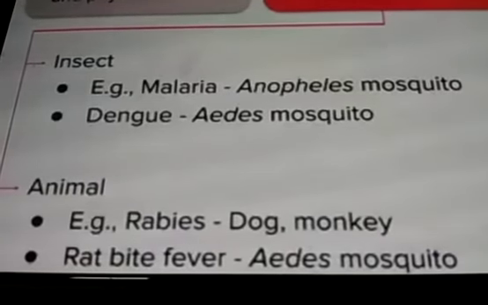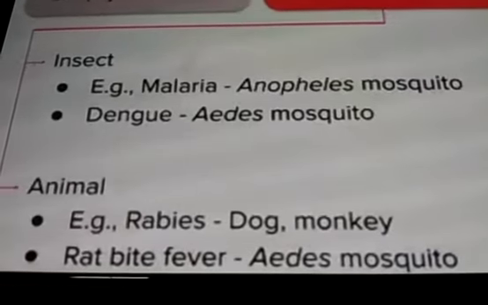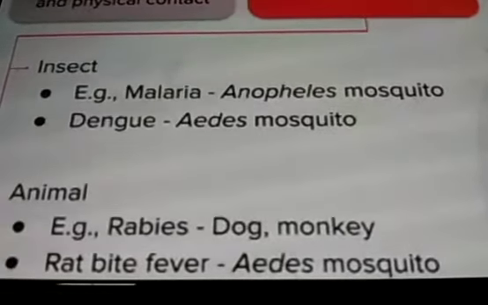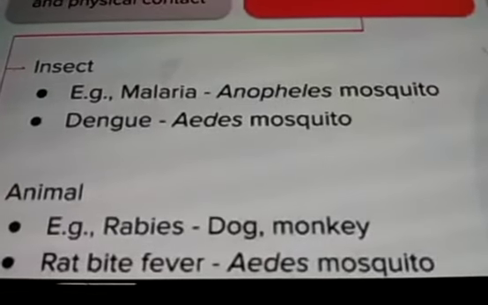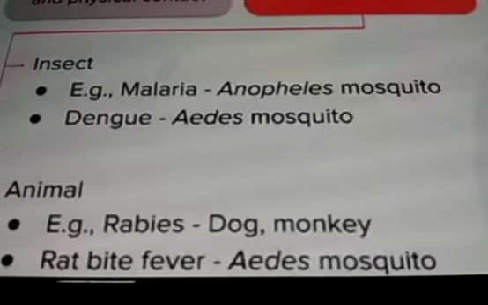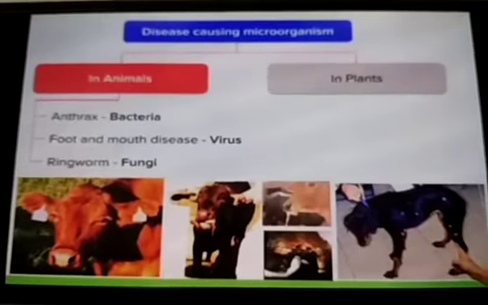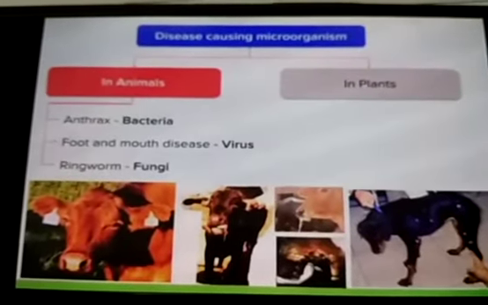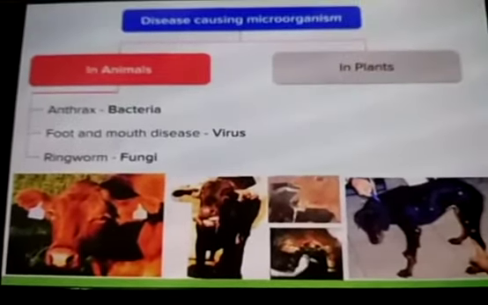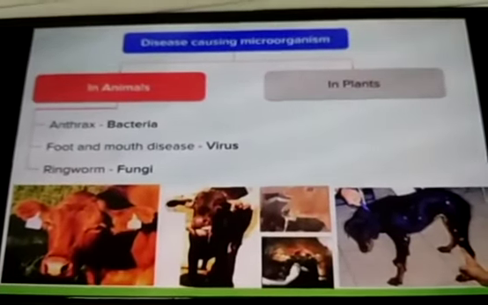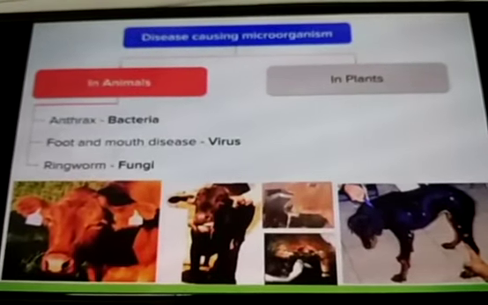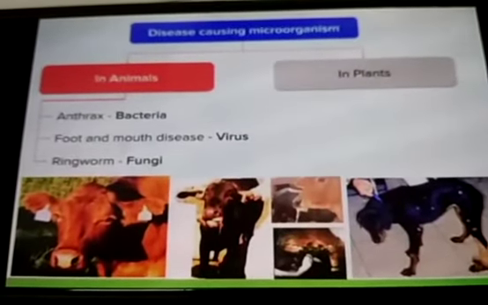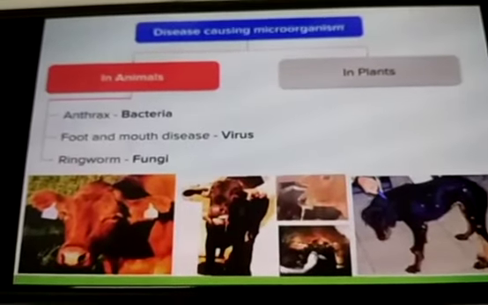Similarly, rat bite fever is the same. If the animals are infected with that virus, when they come and bite you, that virus enters our body and gives us the disease. Several microorganisms cause disease not only in humans and plants but also in other animals. Example, anthrax, a dangerous human and cattle disease caused by a bacterium. So, foot and mouth disease, even in animals these viruses cause diseases.